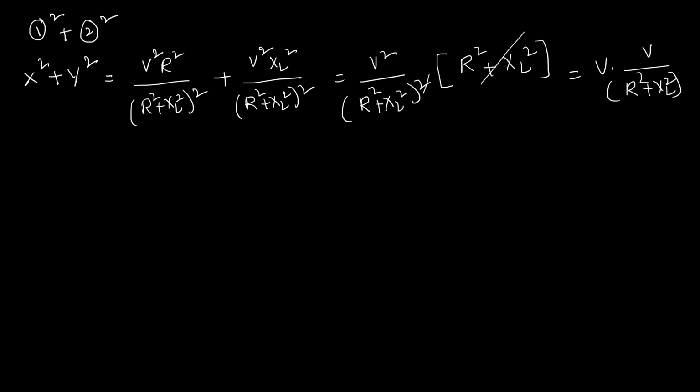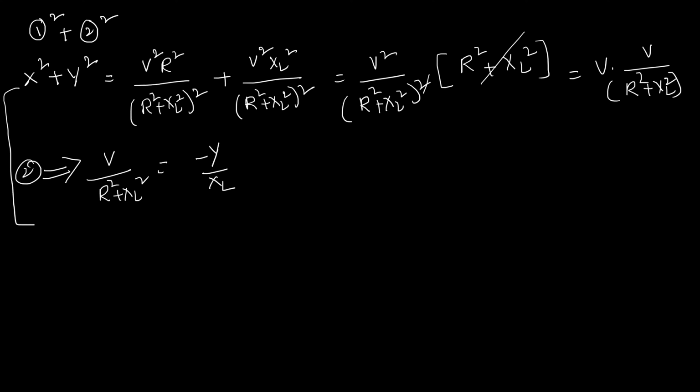Now from equation 2, what can we write for v by r square plus xl square? We can write it as minus y by xl, isn't it? So let us substitute here in this equation. Now what are you getting? x square plus y square equal to v into, instead of this portion.